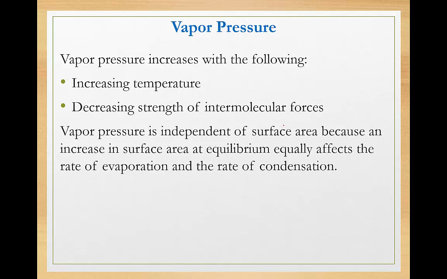Now, vapor pressure is not dependent upon the surface area. We did say that if we increase surface area, we increase evaporation, but it doesn't affect vapor pressure, because if we increase the surface area at equilibrium, we're going to equally affect the rates of both evaporation and condensation. So it's a two-way street there. So surface area doesn't affect just one side of the equation, it affects both sides, and they kind of cancel one another out.